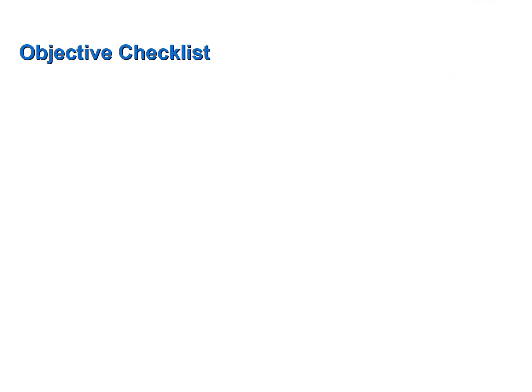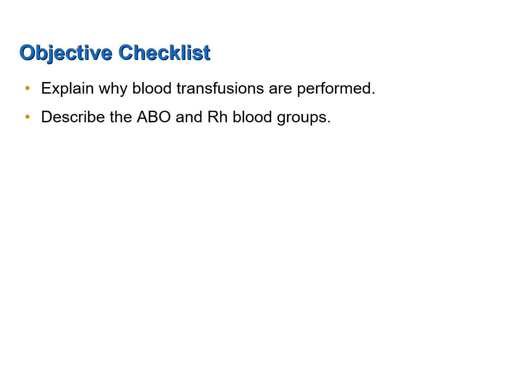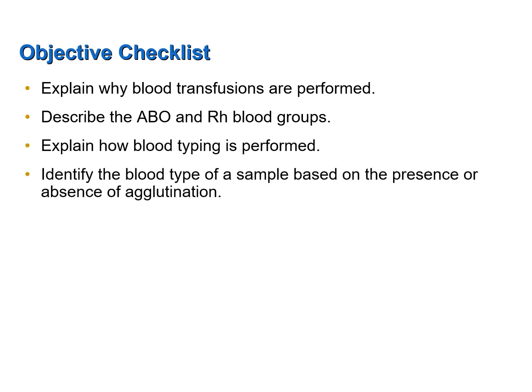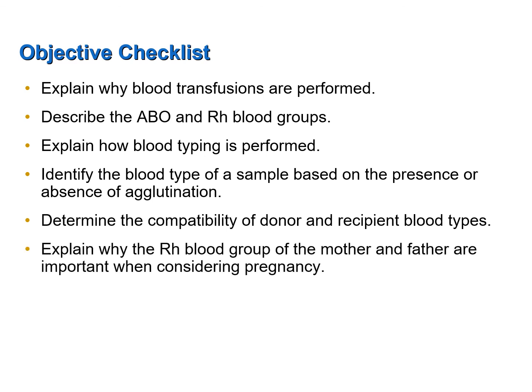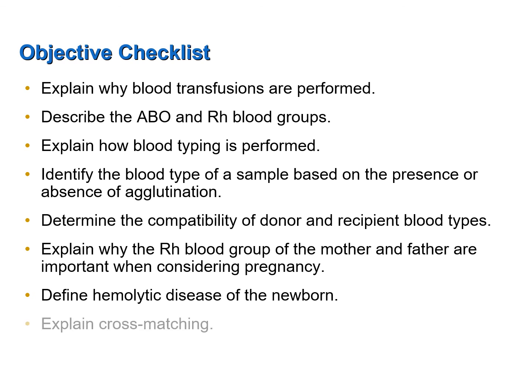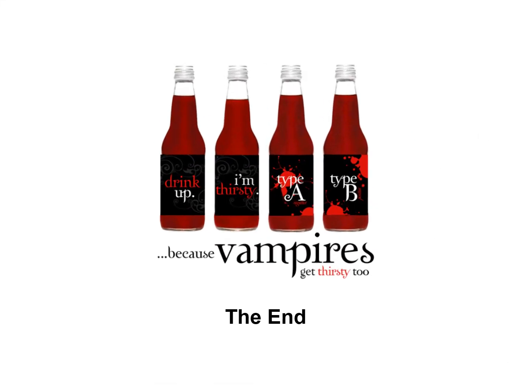Now let's review the objectives of the screencast: explain why blood transfusions are performed, describe the ABO and Rh blood groups, explain how blood typing is performed, identify the blood type of a sample based on the presence or absence of agglutination, define the compatibility of donor and recipient blood types, explain why the Rh blood group of the mother and father are important when considering pregnancy, define hemolytic disease of the newborn, and explain cross-matching. We have now come to the bloody end of this module.